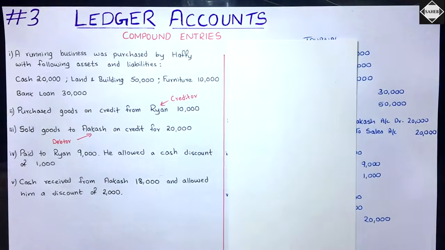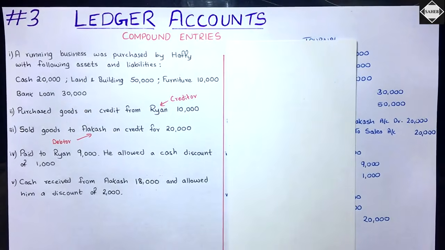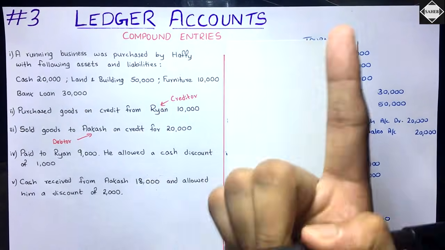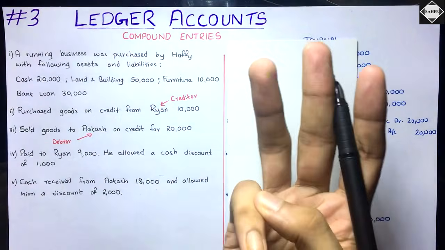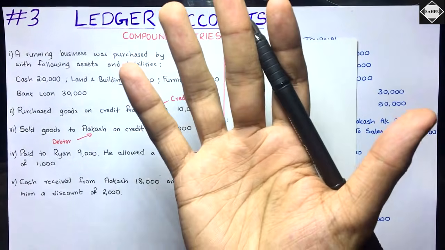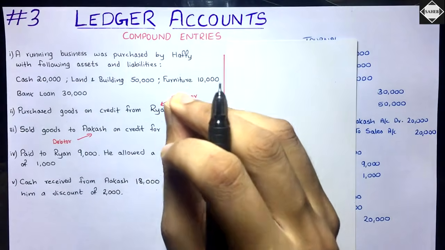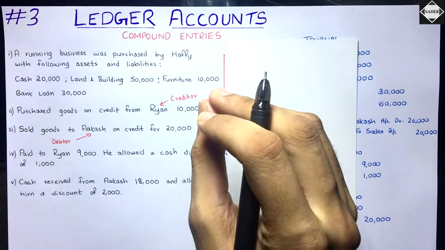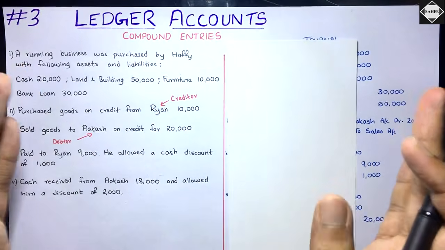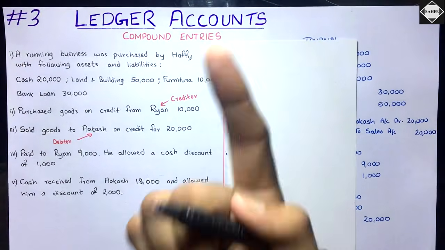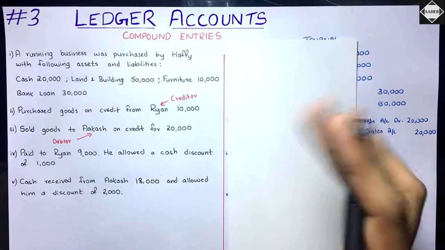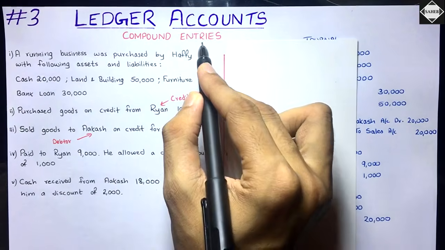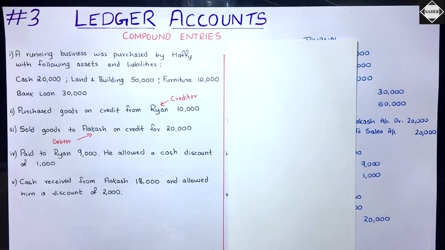Sometimes a single transaction will affect many accounts: 3 accounts, 4 accounts, 5 accounts. To record that transaction, we don't pass separate entries. We combine all the entries into one and pass a single journal entry. That's called a compound journal entry, just a combination of many entries. It's just a shortcut. That's all compound journal entries.